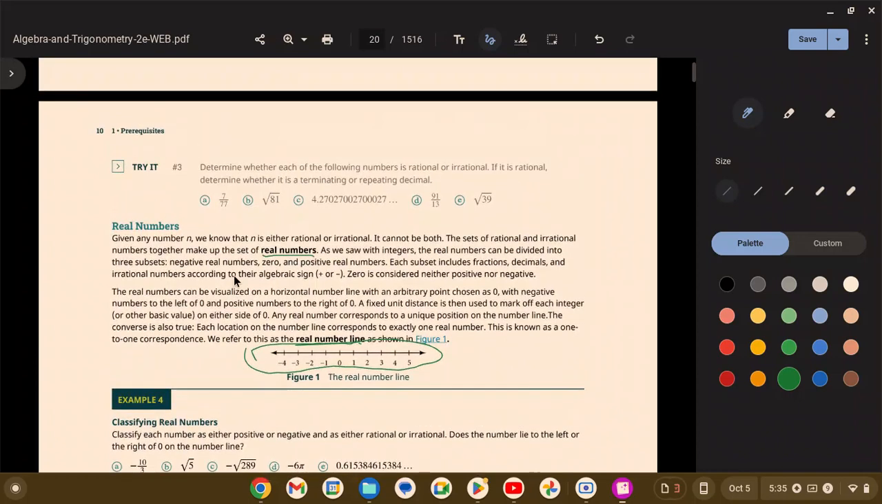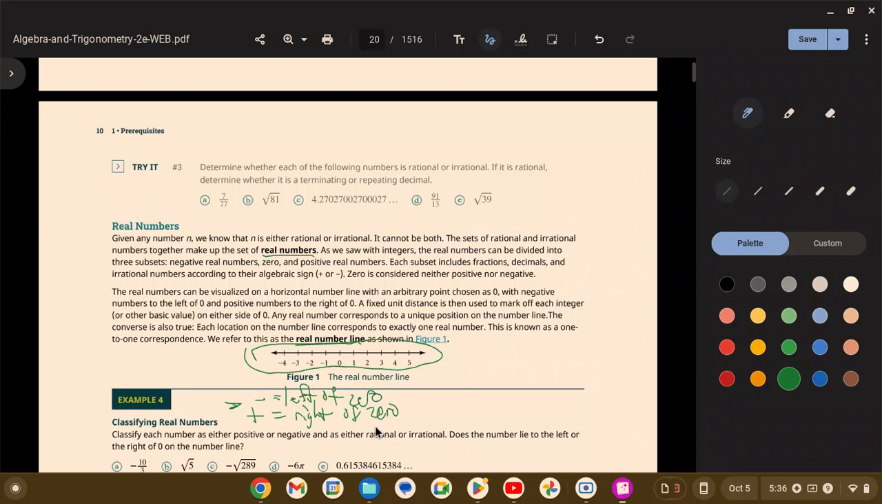Okay. Example 4, classifying real numbers. Classify each number as either positive or negative, and either rational or irrational. Does the number lie to the left or to the right of 0 on the number line? So by convention, negative, let's keep it there. Negative equals left of 0. Positive equals right of 0.